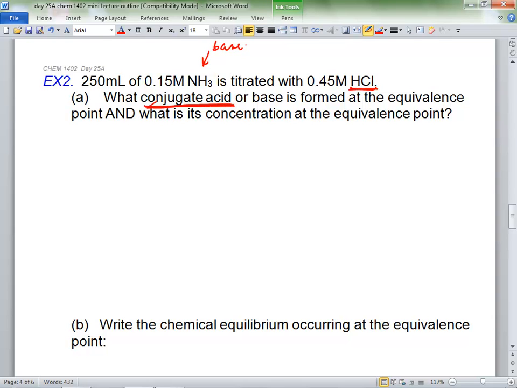And that is what you're hunting for, that conjugate acid concentration. So it would be what formula? Not NH3, but NH4, technically NH4 plus. This is what you're really after. Moles over the total volume.